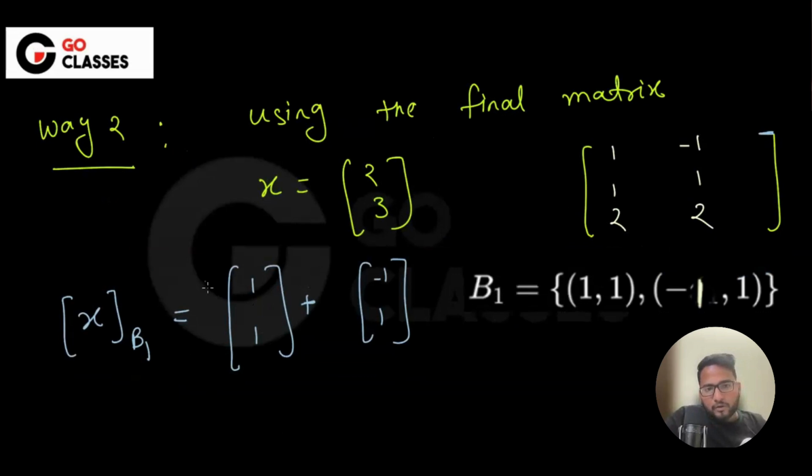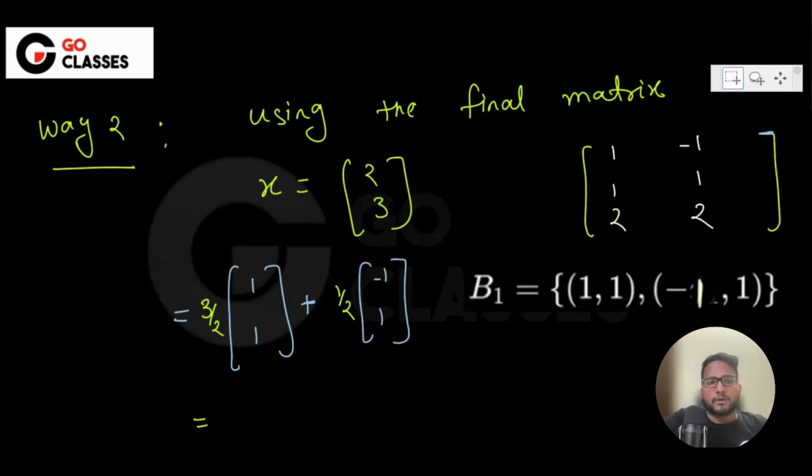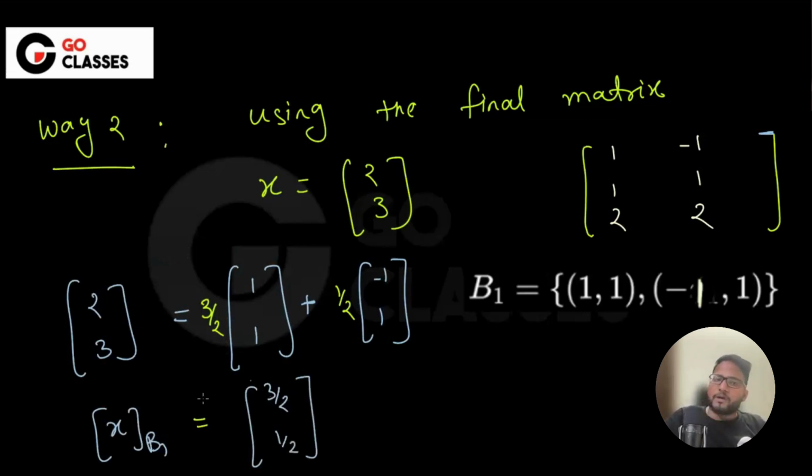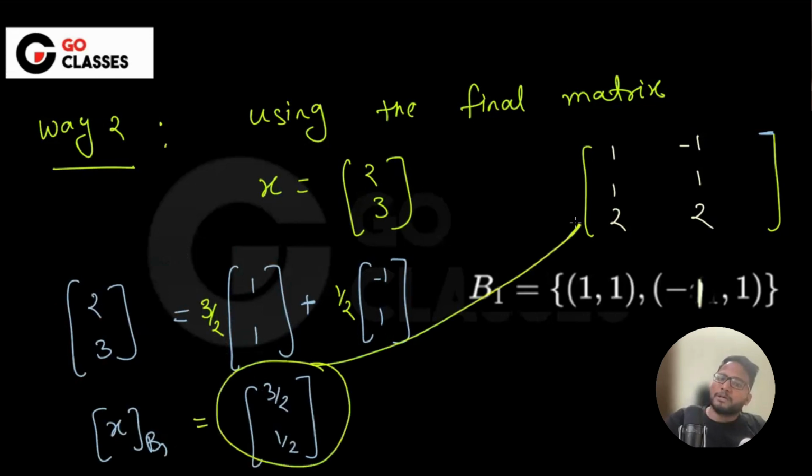Okay, you can do it, but it is coming out to be 3 by 2 and 1 by 2. You can just verify. This is 3 by 2 and 1 by 2. Cool. Sorry, this is 2, 3, so here it should be 2, 3. So finally, you have got x in B1 as 3 by 2 and 1 by 2. And then you can multiply this vector with this particular matrix, and you will be getting your final answer. Can you just multiply?